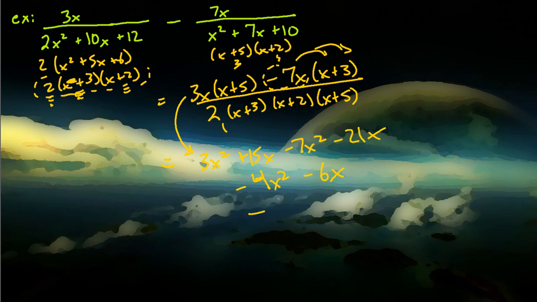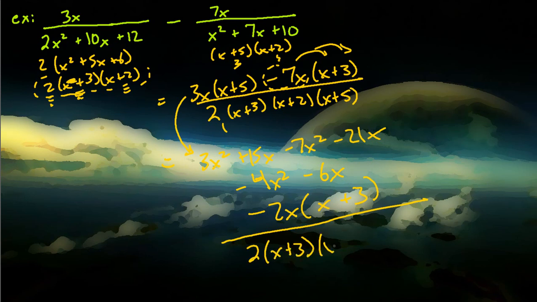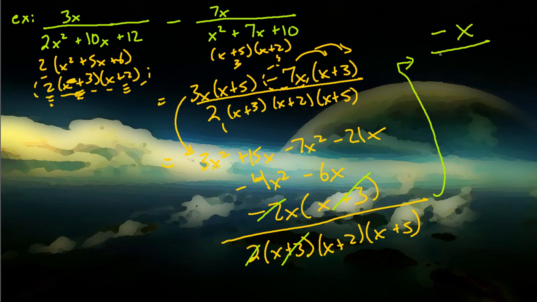Now, I can factor that. And I'm going to factor out a -2x. And I get x + 3. So notice what's going to happen here. This shows why we do that extra step of factoring at the end, because now we can actually cancel some other things. I can cancel this x + 3 right here. And I can cancel this 2 right here. And that's going to leave me with a final answer of -x all over (x + 2)(x + 5).